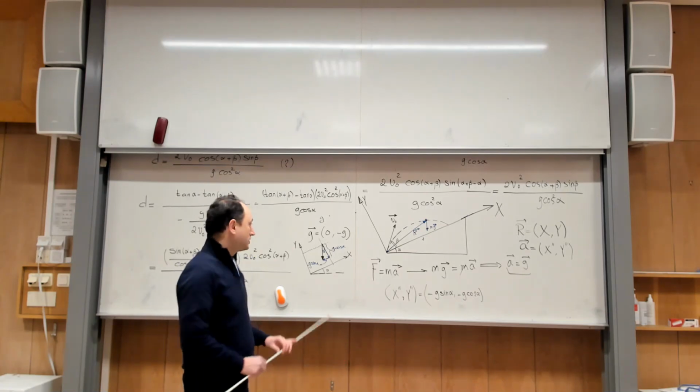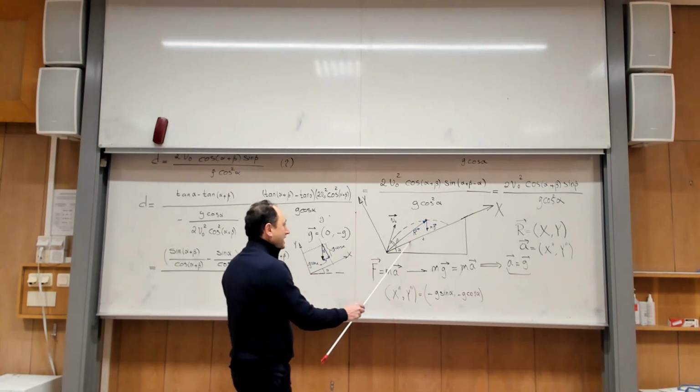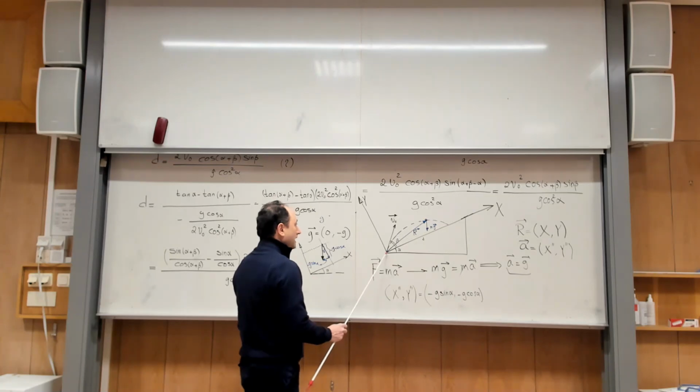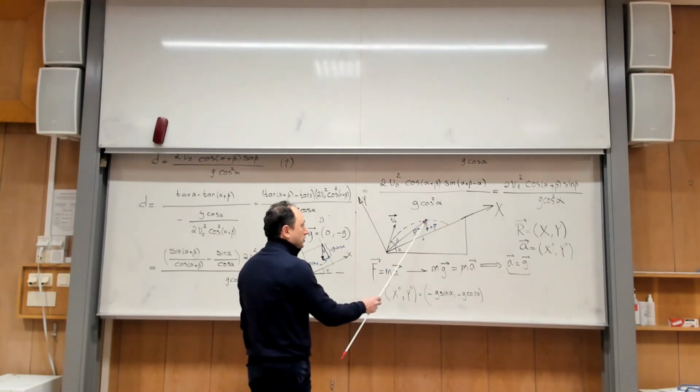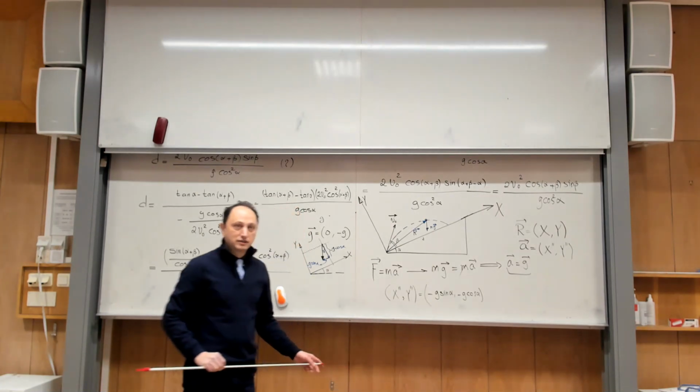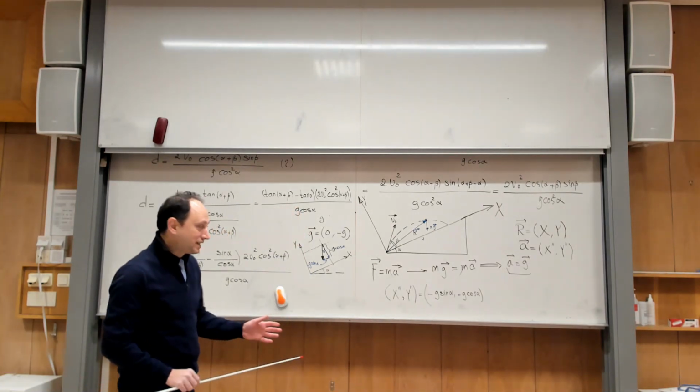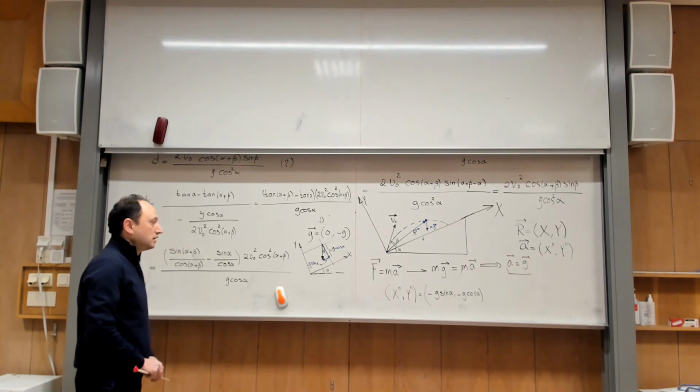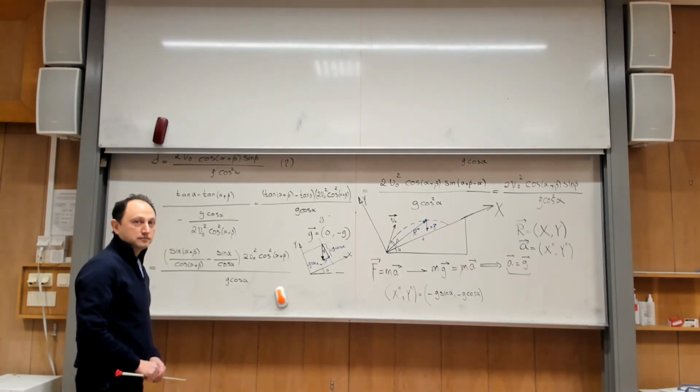So if you stand here and look at the shadow of your particle on this and that, both of them are accelerated. So this is the difference. Is it clear? Yes or no?